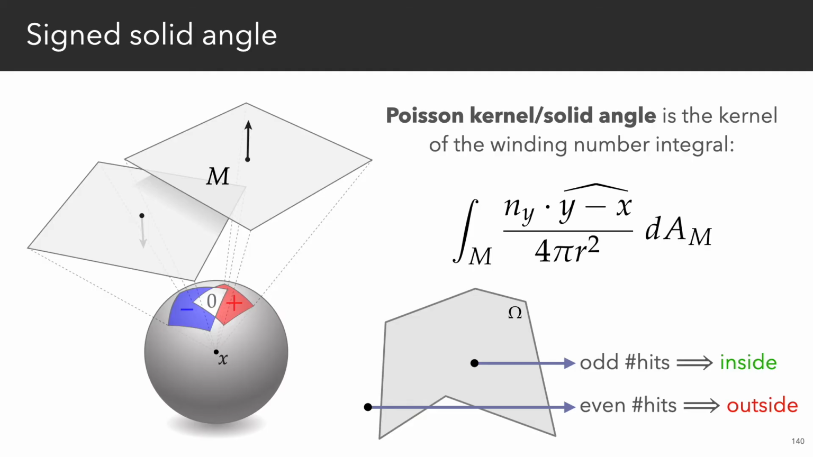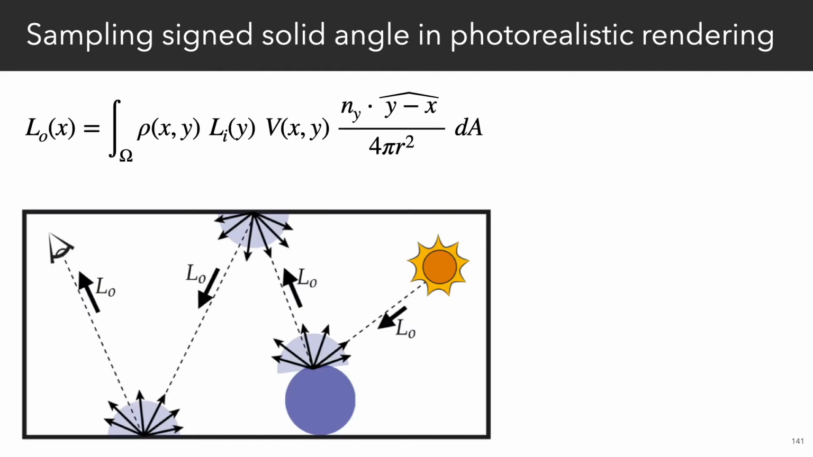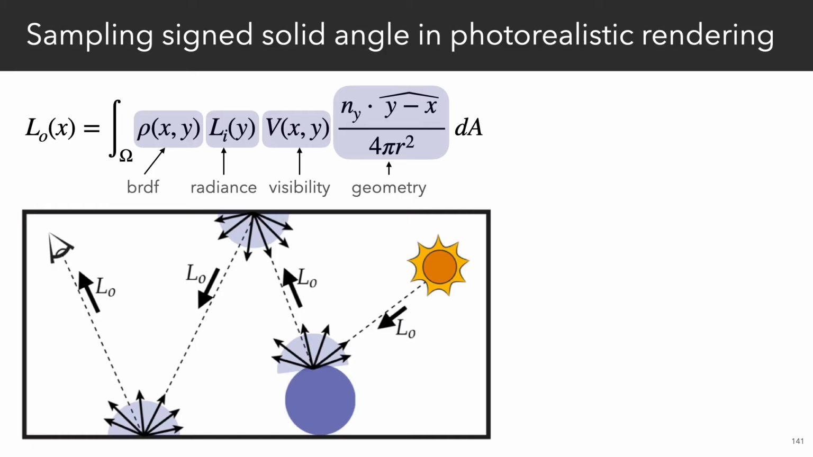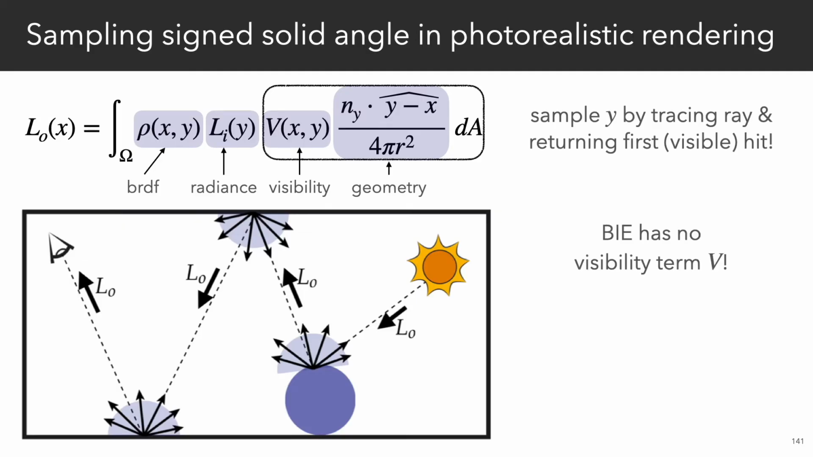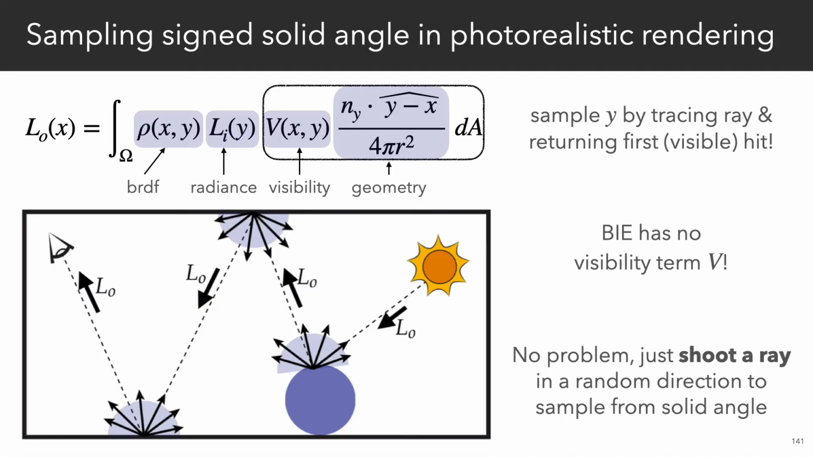The same sine solid angle actually also shows up in the integrand of the rendering equation as the geometry term, where it multiplies the BRDF, the incoming radiance, and the visibility between any 2 points, x and y. Now, in Monte Carlo rendering, we generate samples y on the scene by tracing rays and returning just the first hit, because we want to importance sample not just the solid angle, but its product with the visibility term. But the BIE doesn't have a visibility term. However, like the winding number, we can still importance sample the solid angle by simply shooting a ray in a random direction to get our next random walk location.